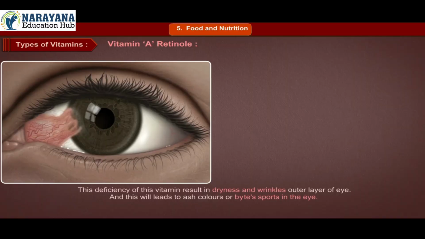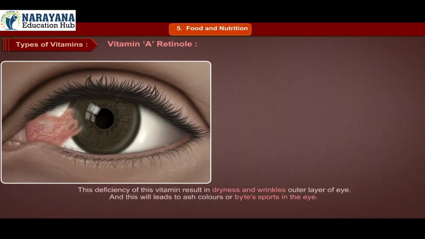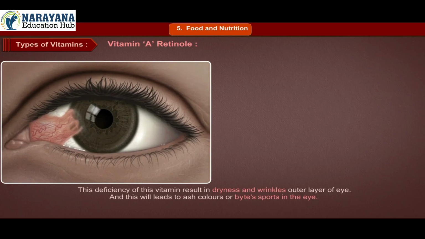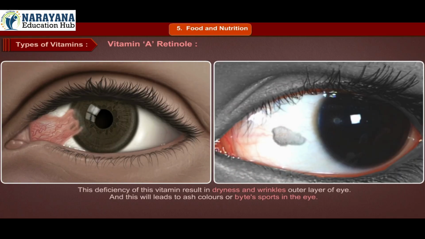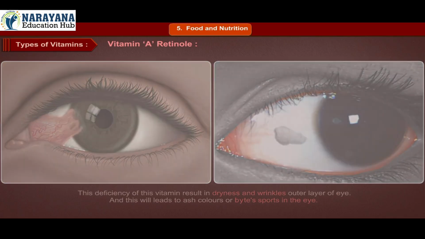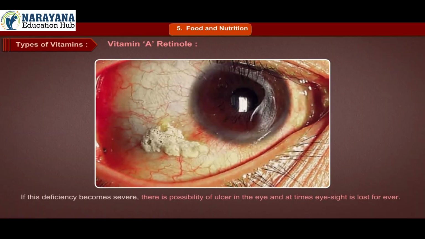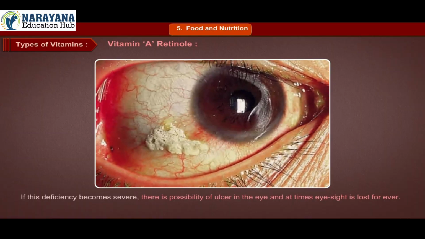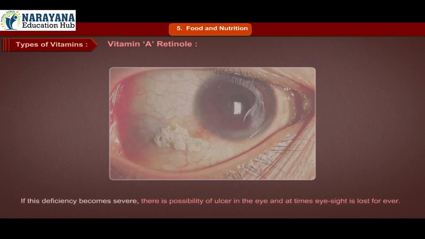This deficiency of the vitamin results in dryness and wrinkles of the outer layer of the eye, and this leads to ash colored or white spots in the eye. If this deficiency becomes severe, there is possibility of ulcer in the eye, and at times eyesight is lost forever.